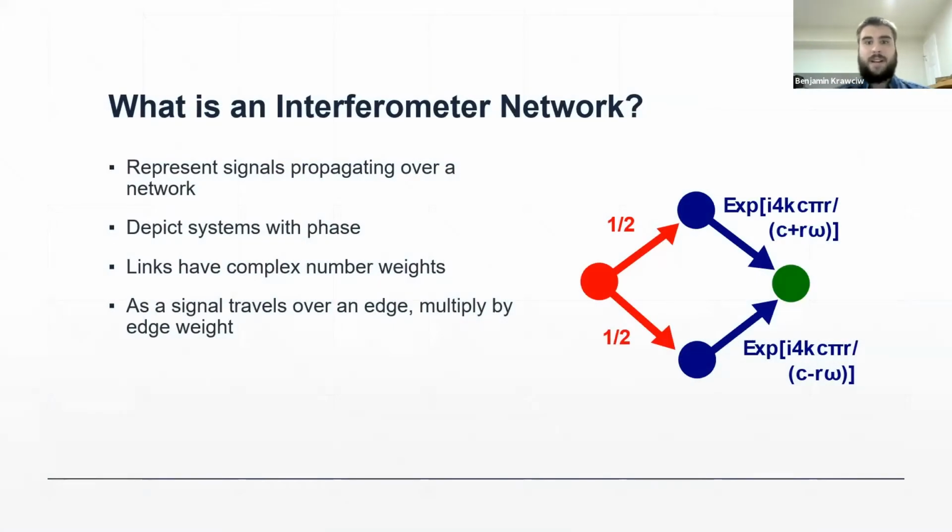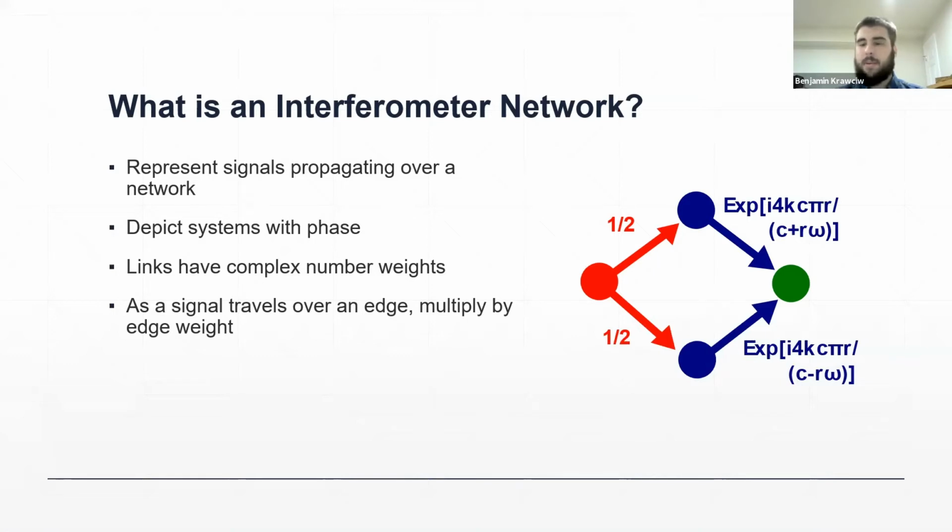So first, I defined the interferometer network. What is an interferometer network? Well, it has to be a network that represents signals propagating over it, has to depict systems with phase. So to do this, I'm using complex number edge weights with magnitude and a phase. As a signal travels over an edge, you simply multiply the signal by an edge weight.